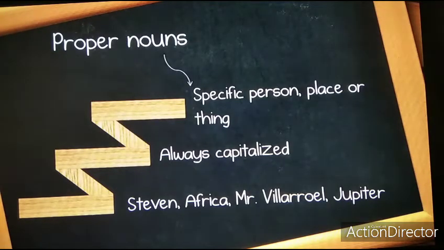Proper nouns. These types of nouns are used to refer to a specific person, place, or thing. They are always capitalized. For example, Stephen, Africa, Mr. Villarroel, and Jupiter.